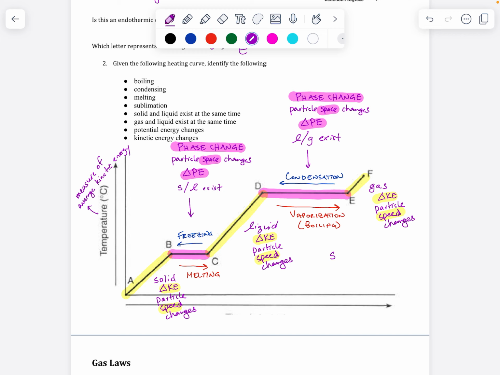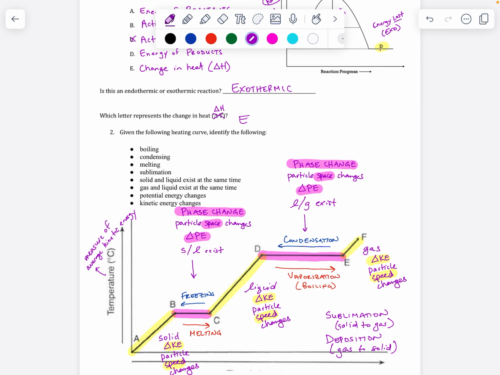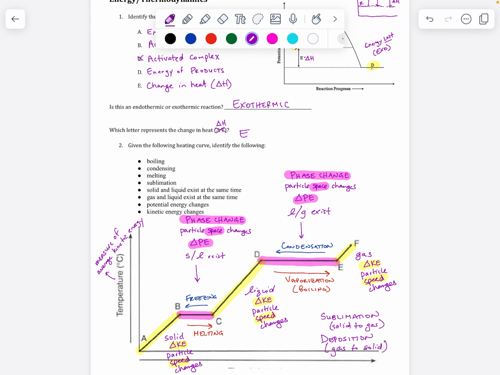We do have sublimation, which is going from solid to gas. And then we have deposition, which is the opposite, which is going from gas to solid. All right. So those are just the two other phase changes that could occur in this particular instance. But there is the thermo portion, and almost done.